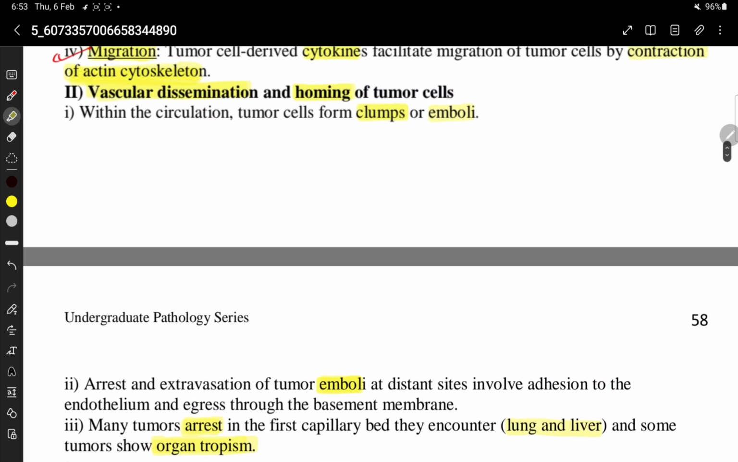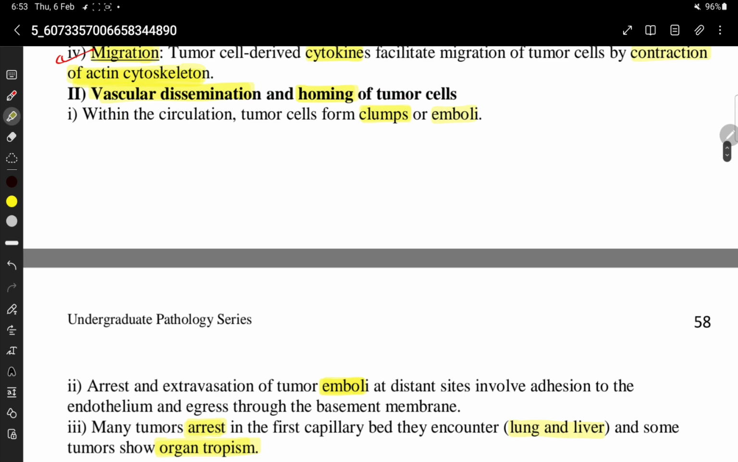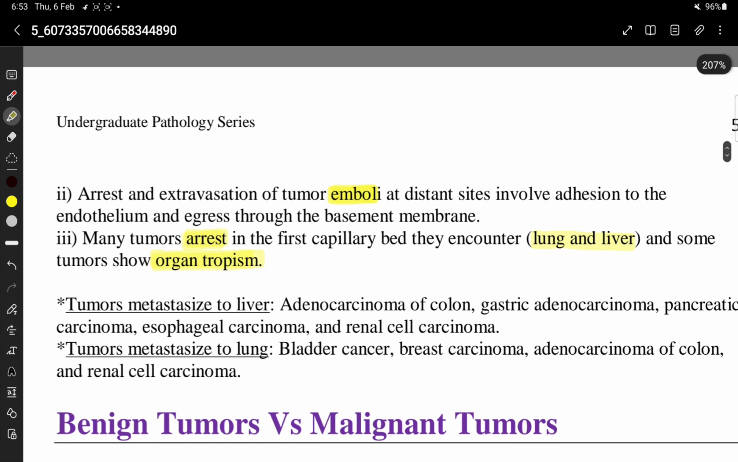In vascular dissemination and homing of tumor cells, within the circulation, the tumor cells will form emboli or clumps. These emboli will be arrested, and so arrest and extravasation of the tumor emboli at distant sites involve adhesion to the endothelium and egress through the basement membrane. Many tumors arrest in the first capillary bed they encounter, and some tumors may show organ tropism.